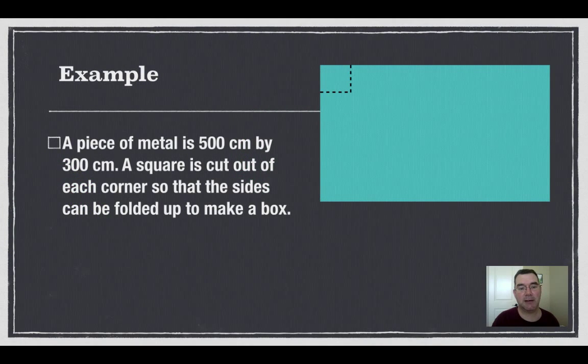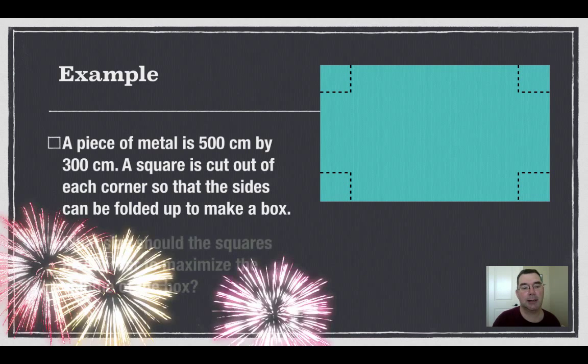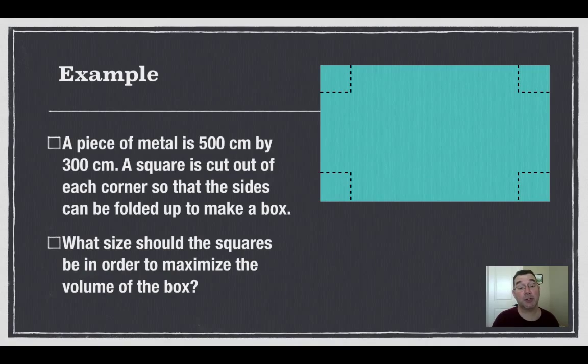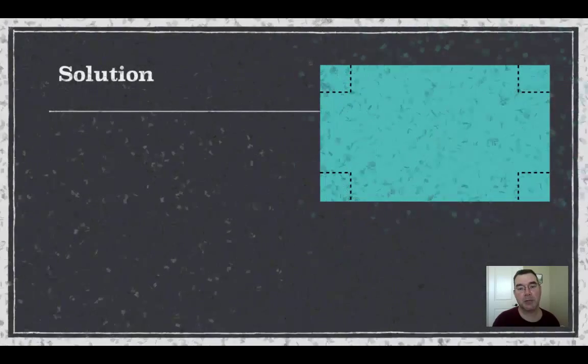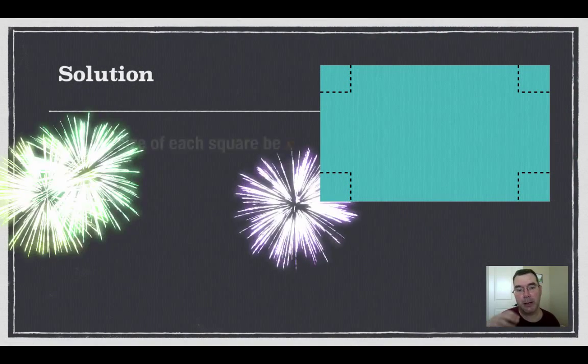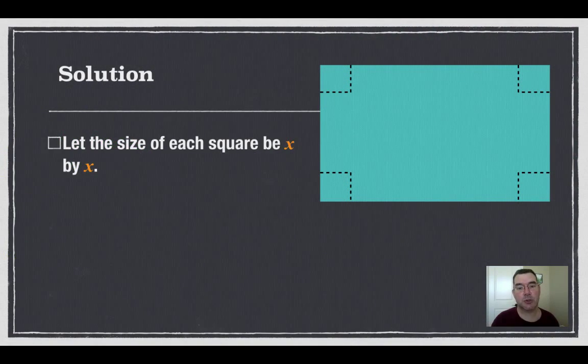I have a piece of metal. It is 500 centimeters by 300 centimeters, and I've got a square being cut out of each corner so that the sides can be folded up to make a box. So what size should those squares be if I want to maximize the volume of the box? So there's my piece of metal there. It's got the little squares cut out.